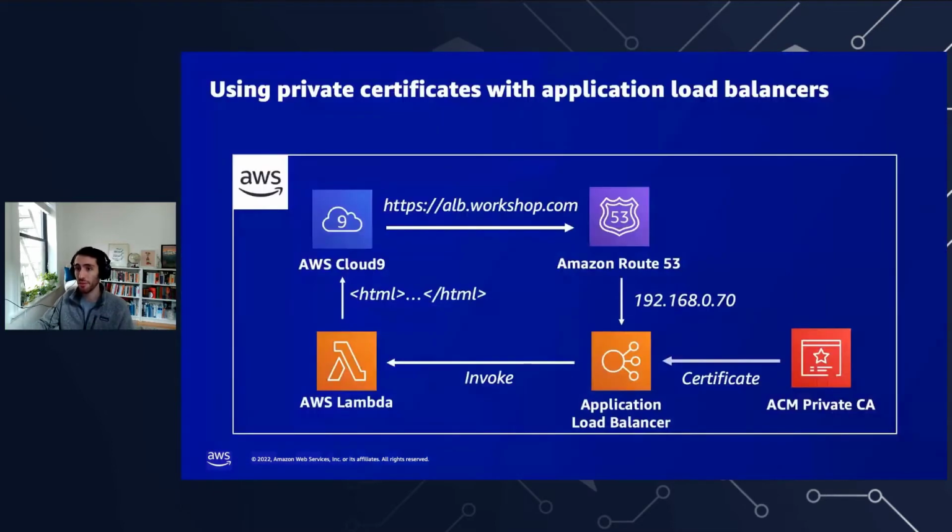The one we'll be completing together, the first module, is using private certificates with application load balancers. This is the architecture of the first module. As you can see, we use a serverless web application that uses Lambda, Route 53, and the application load balancer to host an internal website for an organization. We then show you how you can secure this private application with a TLS certificate generated through ACM Private CA and loaded on the application load balancer. So that's the first one we'll do together. We'll also be setting up a CA hierarchy together, even before we jump into this module.